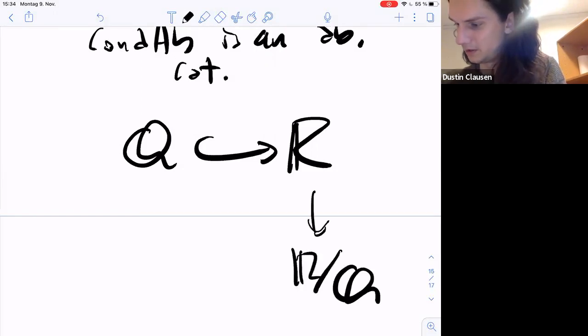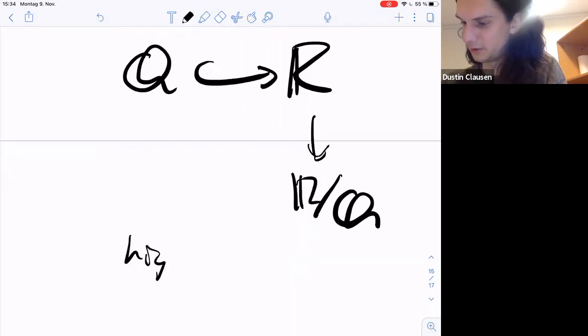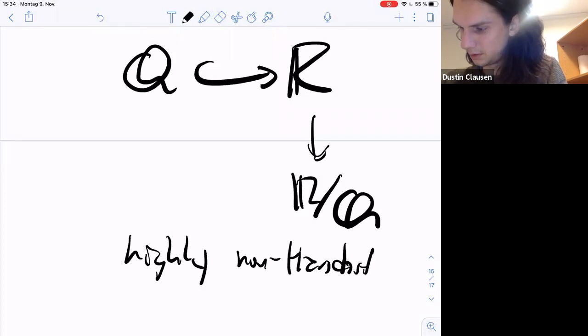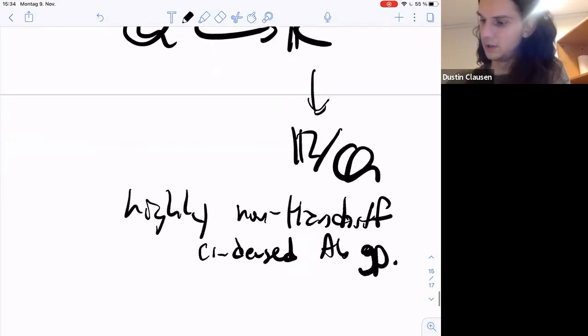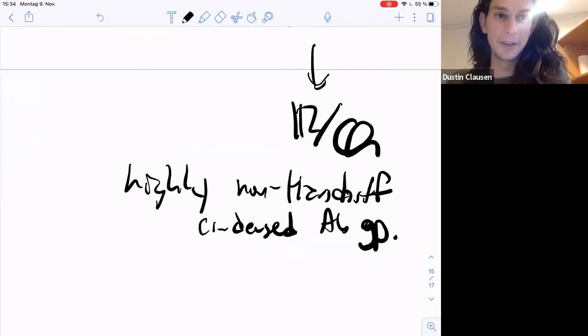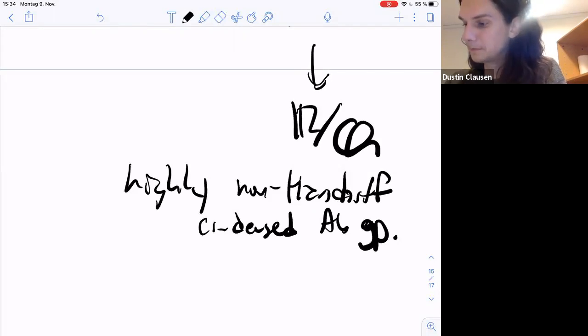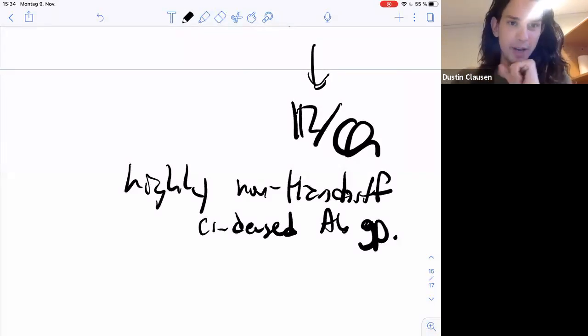which is a highly non-Hausdorff condensed set or condensed abelian group. Non-Hausdorff meaning non-quasi-separated. But we have to have this in there if we want to have an abelian category, which we do.